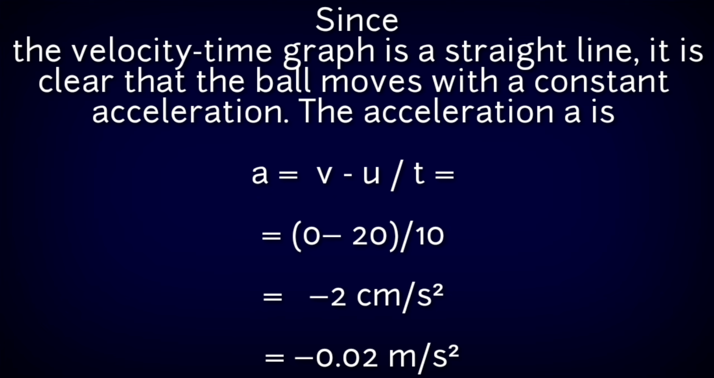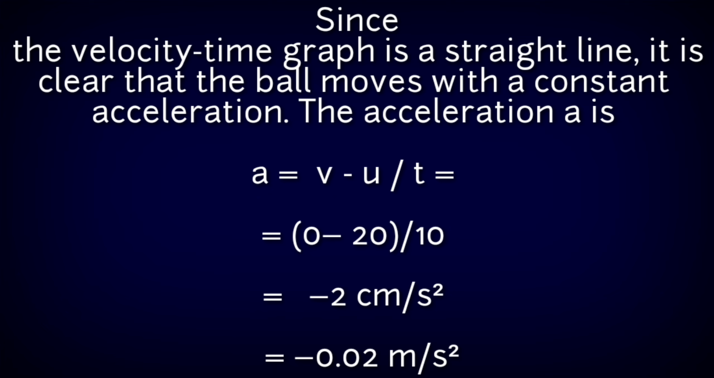If you know how to read the graph, you must have understood that this graph is representing retardation, and that's why the negative sign is present here, since with time the velocity of the ball is decreasing. So acceleration is equal to minus 2 centimeter per second square.